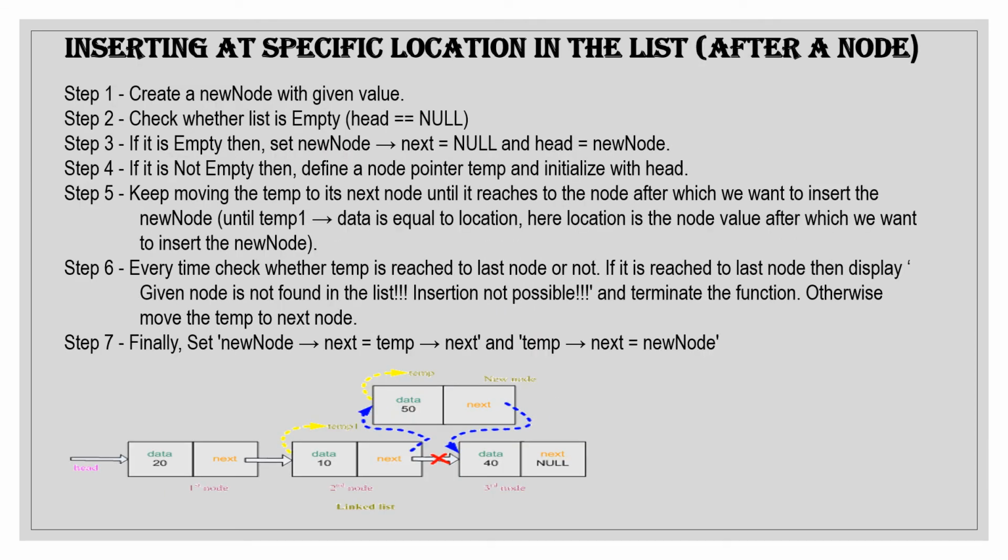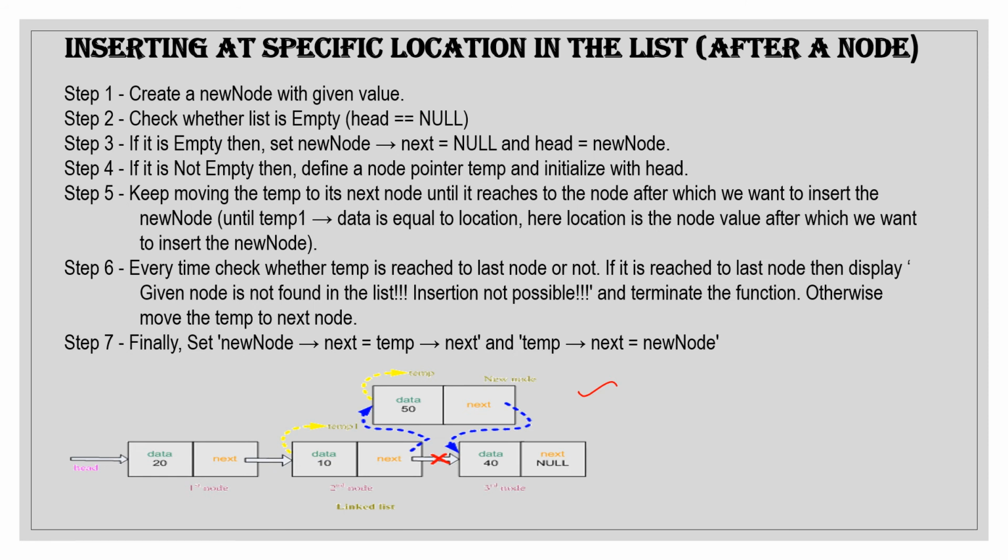Next, insertion at a specific location in the list. For that, we repeat the first 3 steps as we previously did. Create a new node. Here, this is our new node which holds the element 50, and check if the list is empty or not. If my list is empty, what will we do? The new node will be the head node and the first node. And if it is not empty, then define a temporary pointer.